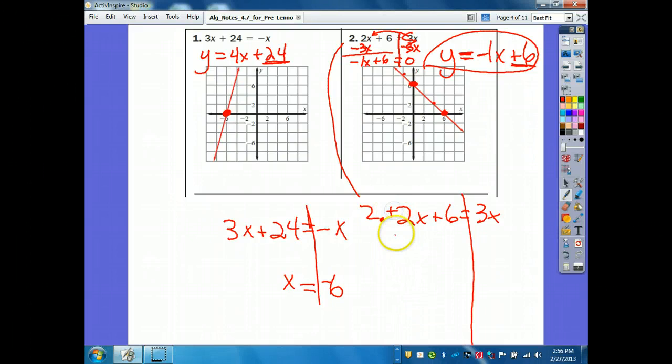This is a plus 2x, so minus 2x. 6 equals 1x. Is that the same as what? Yeah, it's the same as just x equals 6. Did we do it right? X is 6. We did it right. Questions?